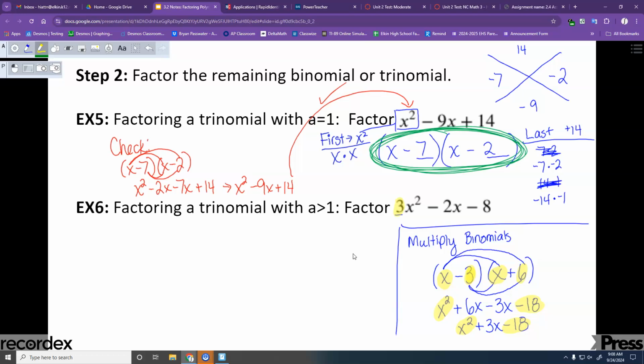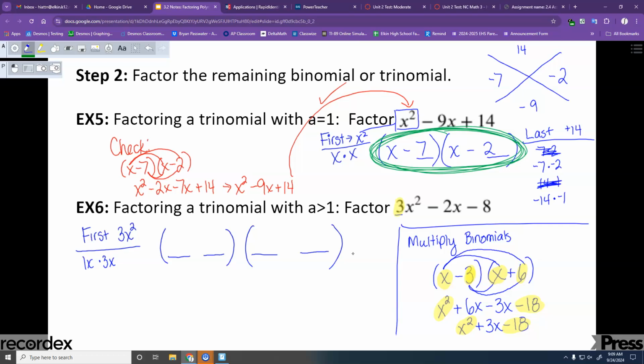So, I've got 3x squared minus 2x minus 8. We're wanting to break this into two sets of parentheses. And in these sets of parentheses, these are binomials. We got two things. To get that first term, our first term is 3x squared. What could I multiply together to get 3x squared? 1 times 3. And they'll have to have x's with them, right? 1x times 3x. That's pretty much your only option.